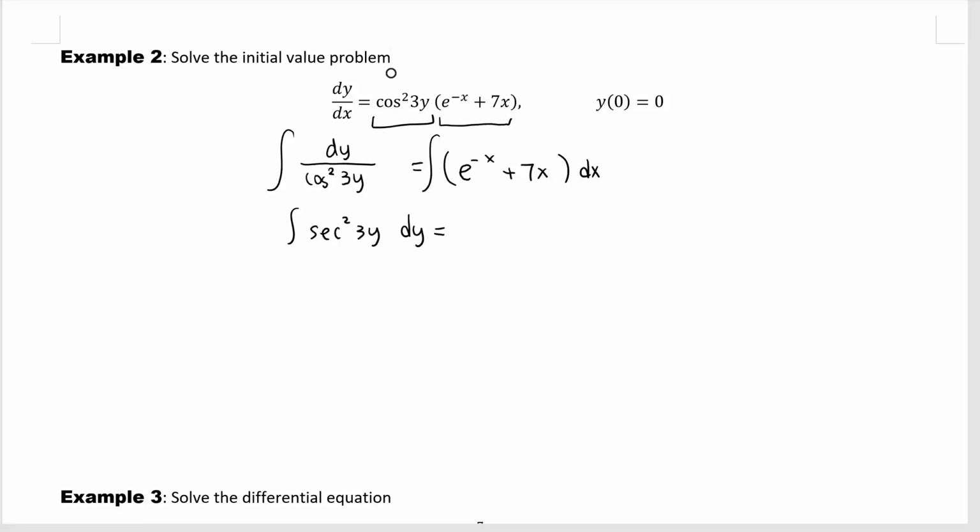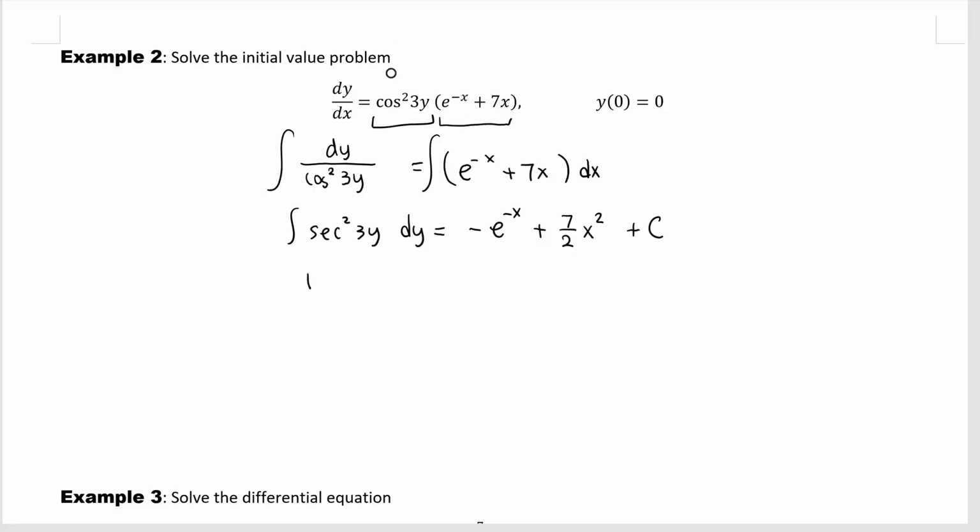And then on the right hand side, we have the integral of e to the minus x. We know that is e to the minus x divided by minus 1. So we have negative. And the integral of 7x is 7 over 2 x squared, right? And then we do plus c. Okay, so let's continue with the left hand side. Do you know what is the integral of secant squared? Yeah, so pause the video and think about it. All right, then answer me.